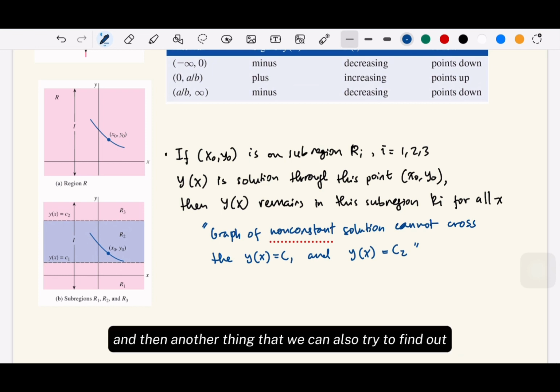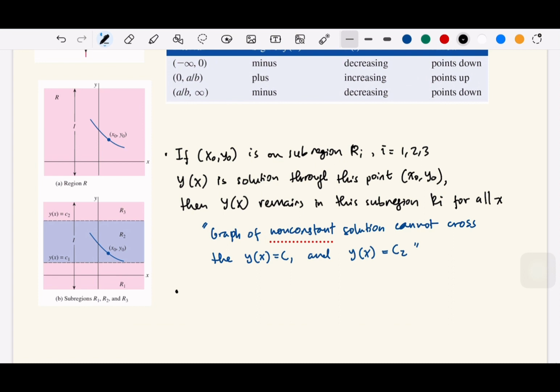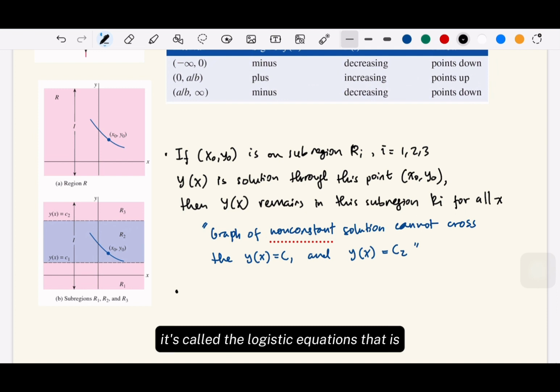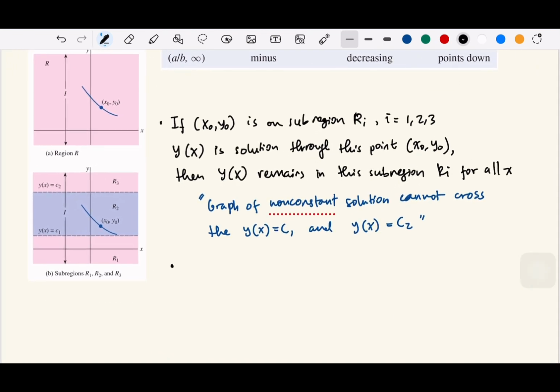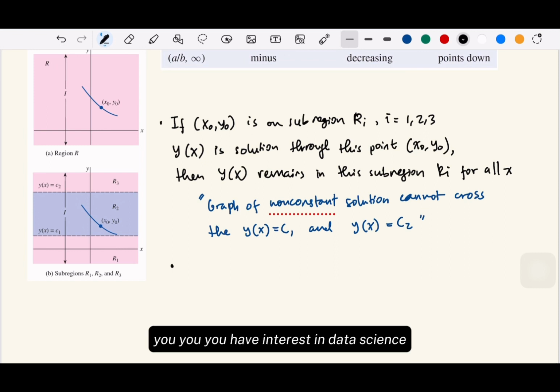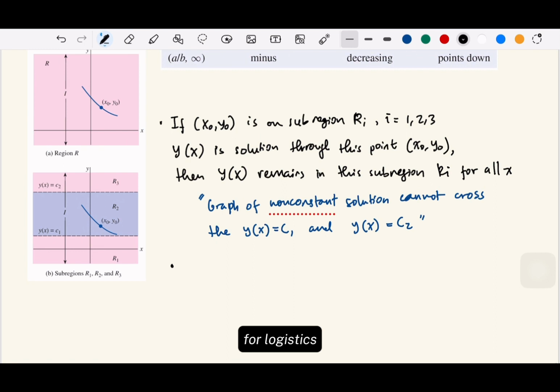And then another thing that we can also try to find out, also from the previous example that I showed you, we call that, if you want to know, the logistic equations. That is really useful for optimization. Okay, if you are interested in logistics, or you have interest in data science for logistics, I think this is useful.